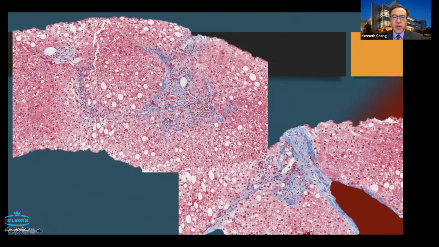And this is using the trichrome stain. Here's a nodule about to form. Here's an infiltrated portal tract. Even dense fibrosis can be seen with a very sharp needle.